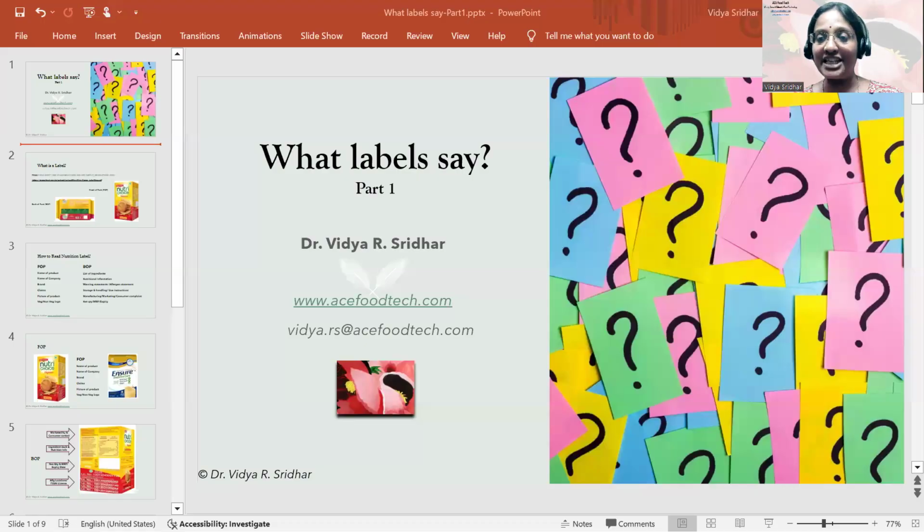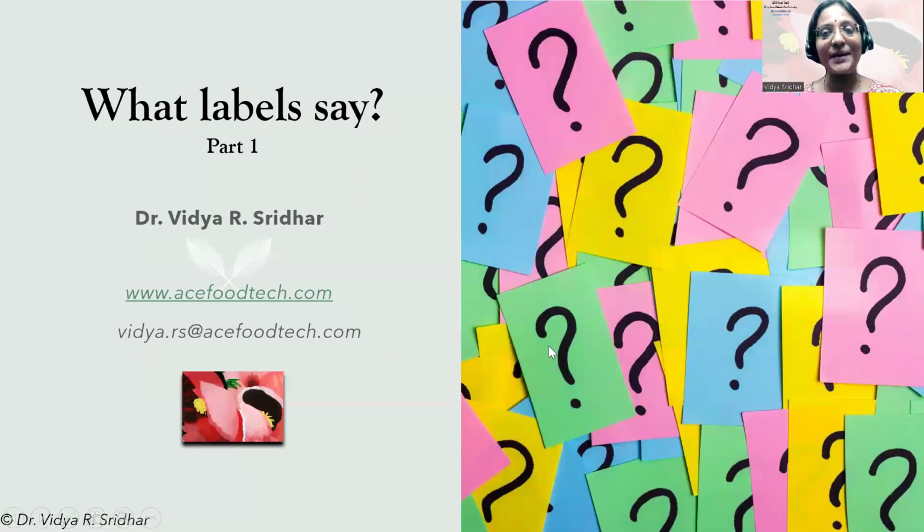So let me get right into it. Let me share my screen. So I've got a brief presentation for you on reading labels. It's part one and part two. So in part one, we will cover some of the main items related to the background of the labels and what they are all about. And then in part two, we'll cover the rest.